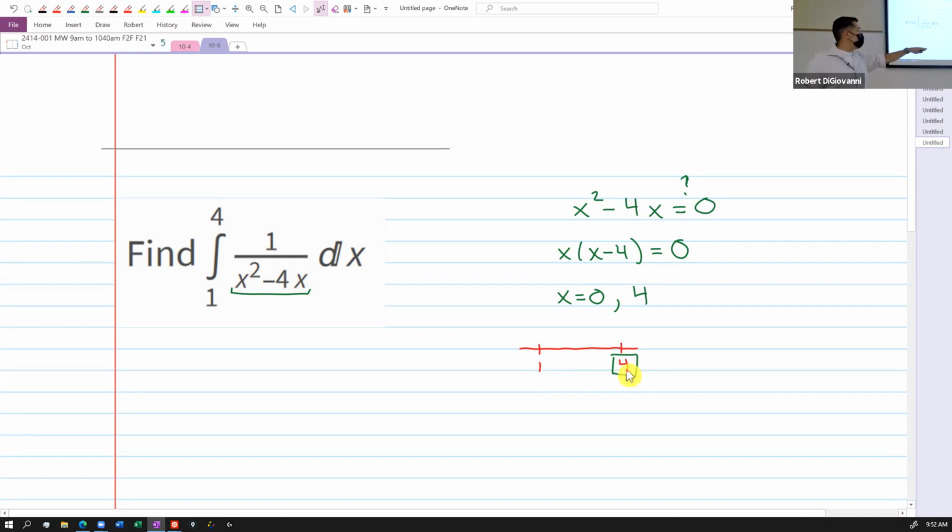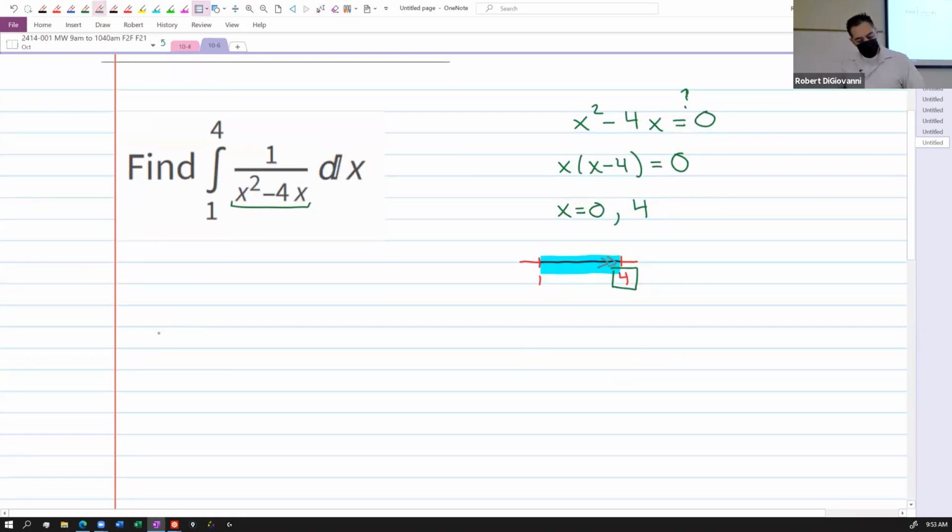So since I have a problem at 4, I'm going to set this integral up. And when I set it up, I'm going to replace the 4 with t, and I'm going to approach t from the left, because I'm looking between 1 and 4, right? The only way to get to 4 in that interval is to come in from the left of 4. So let me set this up. I've got a limit as t goes to 4 from the left, so a little negative sign above the 4. And the integral is going to go from 1 to t of 1 over x squared minus 4x dx.